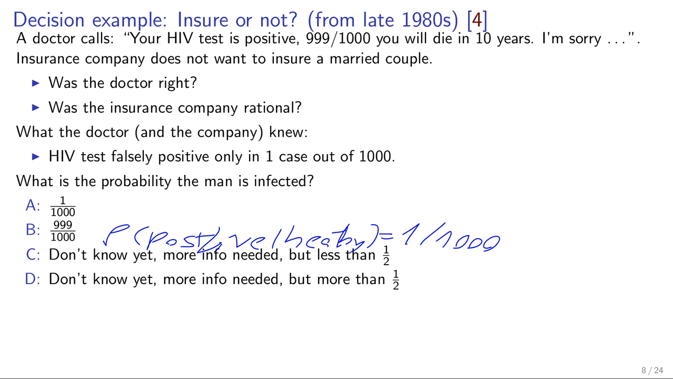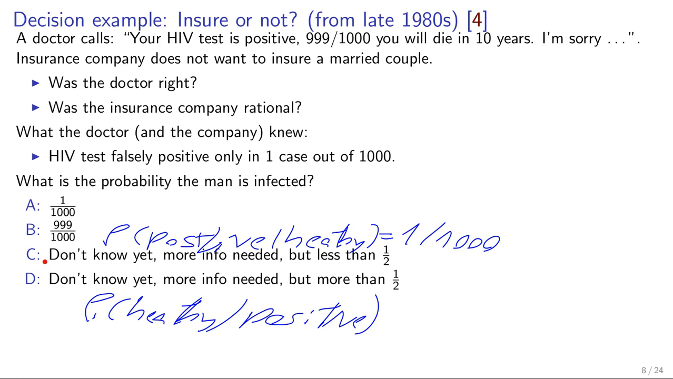But what was actually important was the probability... So this would be the likelihood. But what is actually important, from the point of view of the insurance company or of the diagnosis, is the opposite probability, which is the posterior: the probability of healthy given that the test was positive. For this, we would have to apply the Bayes rule, and we would also need the prior and the evidence, right? So the correct answer would be that we need more information, information about the incidence of that illness in the population.